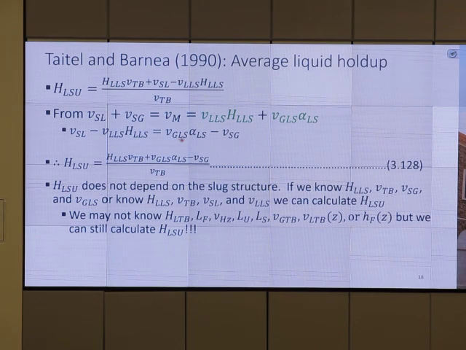And from what we derived earlier, Vm is equal to VLS HLS plus VGLS alpha LS. Put it in, and then we get 3.128. So this 3.128 tells you that we can directly calculate holdup without solving the film profile. Isn't that cool? You like it, right? Do you? Yes, you like it a lot.